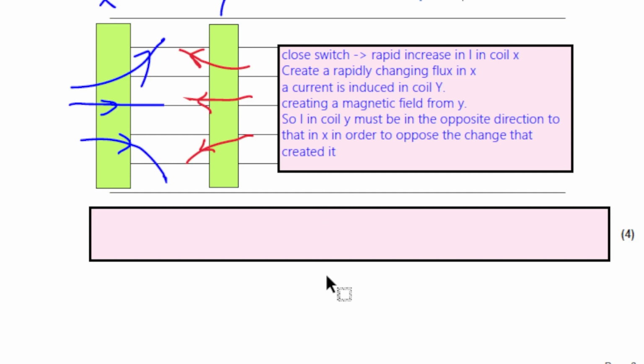A slightly different way to think about this is that when you close the switch, the flux lines in X are building up. Therefore, the flux lines in Y will act to decrease that build. And this is helpful when we're thinking about what happens when we open the switch. Well, when we open the switch, the flux lines in X decrease rapidly. So open switch, flux decreases.